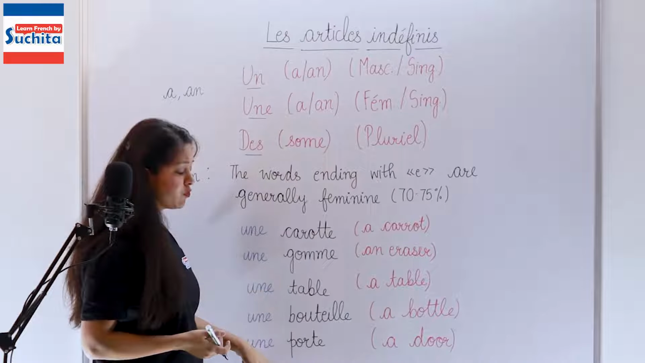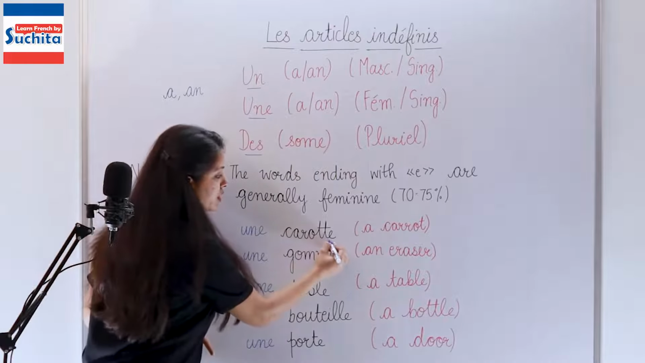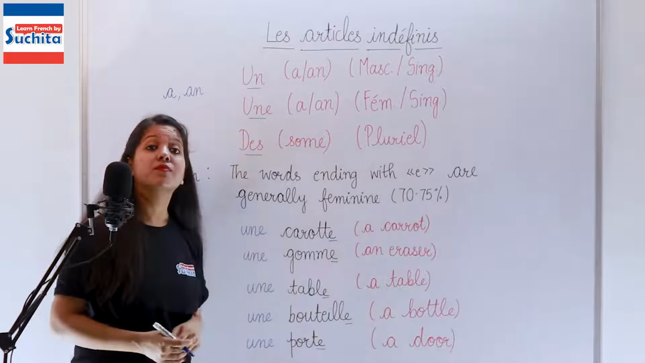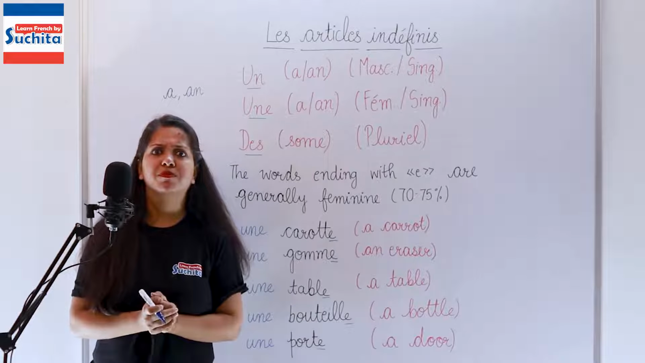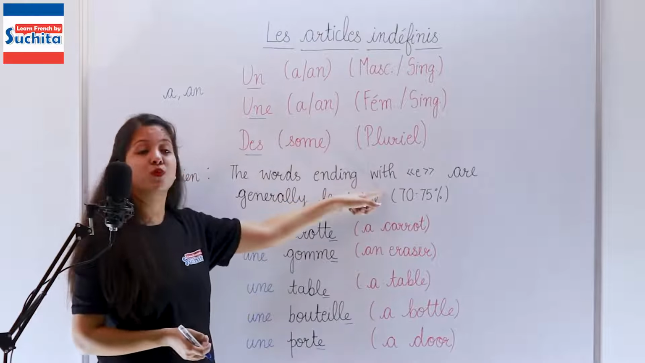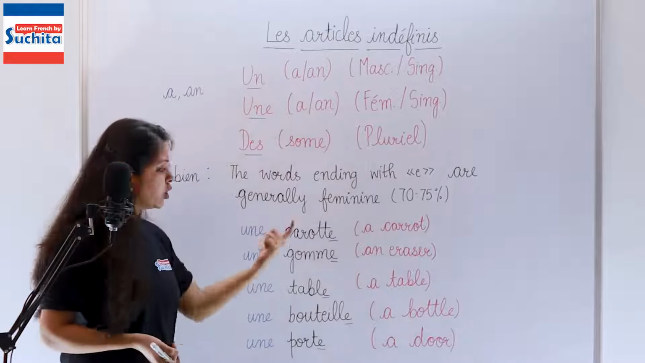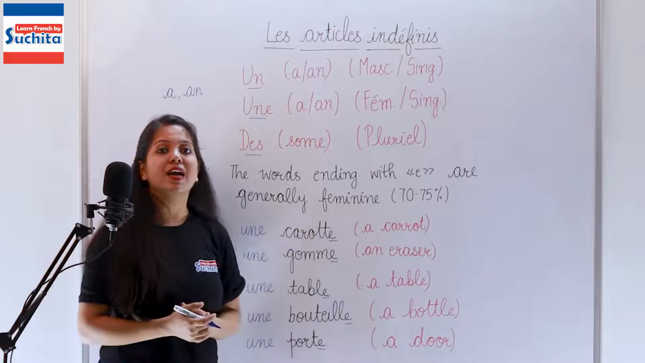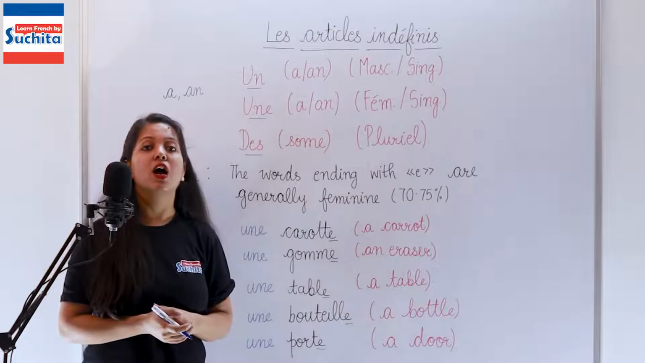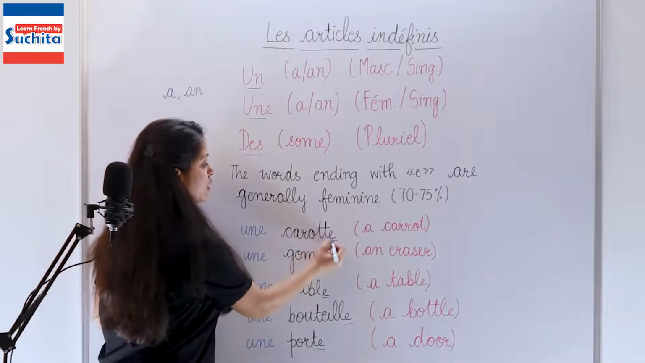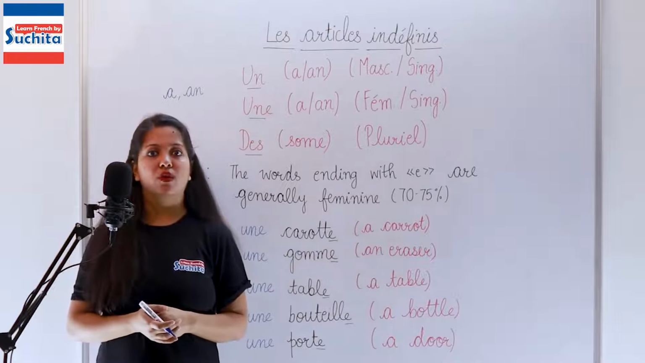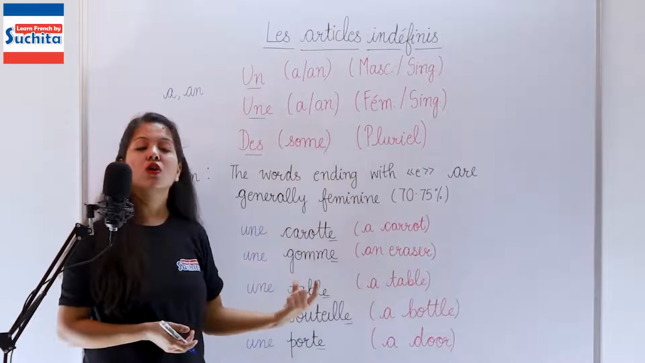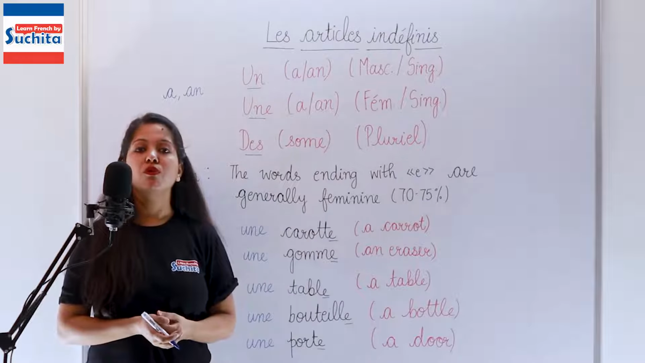If you can see all these examples, they are ending with E. So that means all of them are feminine. The words which end with E are feminine. None of them is an exception for now. Okay. So let's take the first word, carotte. Now carotte ends with E, so we take une carotte. Une gomme.